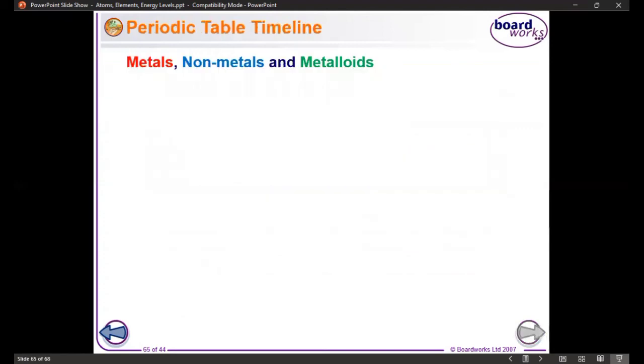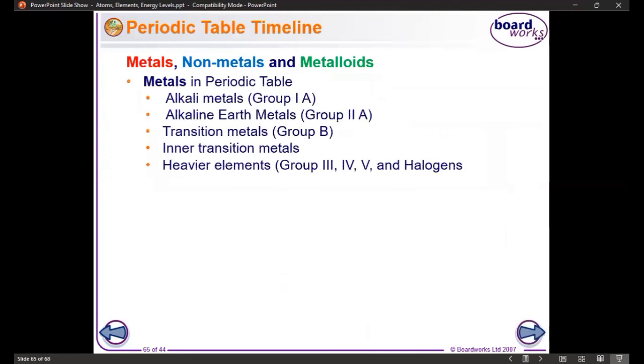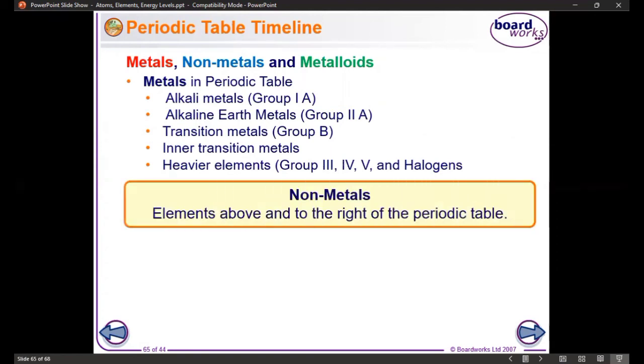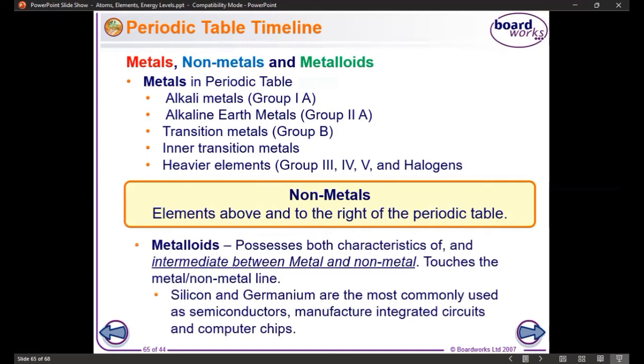Okay, so let's talk about nonmetals, metals, and metalloids. Metals in the periodic table are the alkali metals, which is group 1A, the alkaline earth metals, group 2A, transition metals that include inner transition metals in group B, and heavier elements in groups 3, 4, 5, and halogens. Nonmetals are the elements located above and to the right of the periodic table, while metalloids possess both characteristics of and intermediate between metal and nonmetal. They touch the metal and nonmetal line in the periodic table that I've shown you a while ago.